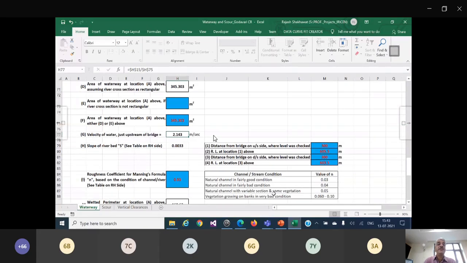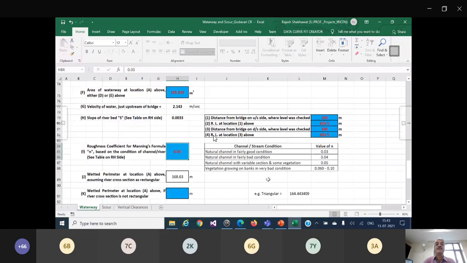Now coming to Manning's formula, first you need slope. So for slope, at what distance on upstream have you taken the level and what is the level? Downstream, at what distance have you taken the level and what is the level? With that it will calculate the slope. Roughness coefficient, this is the table depending on your river condition.